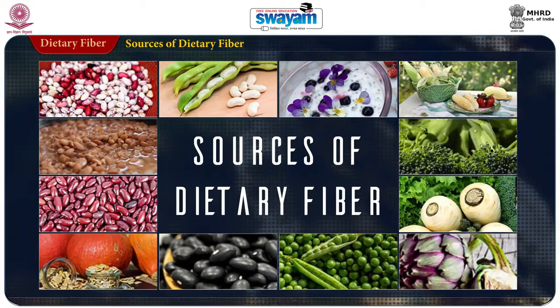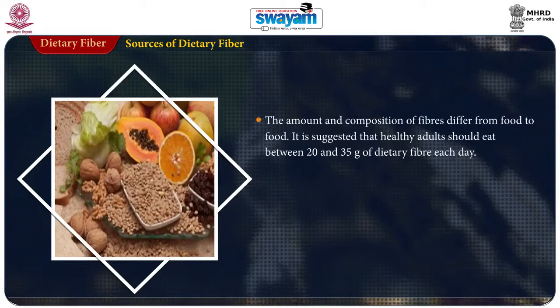Let us now see the sources of dietary fiber. Dietary fiber is naturally present in cereals, vegetables, fruits and nuts. The amount and composition of fiber range from food to food. It is suggested that a healthy adult should consume between 20 to 35 grams of dietary fiber each day.